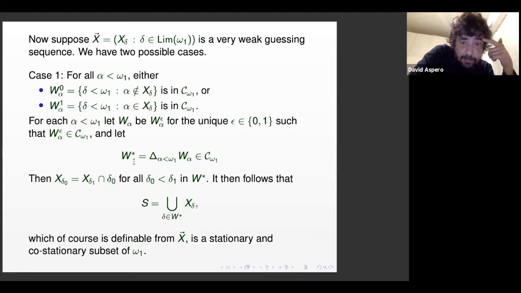Now you observe that the X delta, where delta comes from this W star, they cohere. So X delta 0 is the intersection with delta 0 of X delta 1. And now you simply union them up. You look at the union of all the X deltas. That's of course definable from this sequence, and it turns out it's a stationary and co-stationary subset of omega 1.